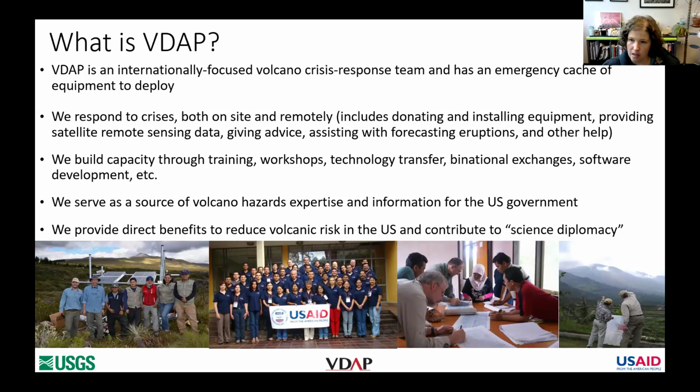And we respond to crises. That's both on site, where we might travel to a volcano having unrest or an eruption, but increasingly remotely these days. So this includes donating and installing equipment, providing satellite remote sensing data, giving advice, and my part of this whole team is assisting with forecasting eruptions. We also do a lot of other things like capacity building through workshops or technology transfer. And we also serve as the kind of volcano hazards expertise for the US government.